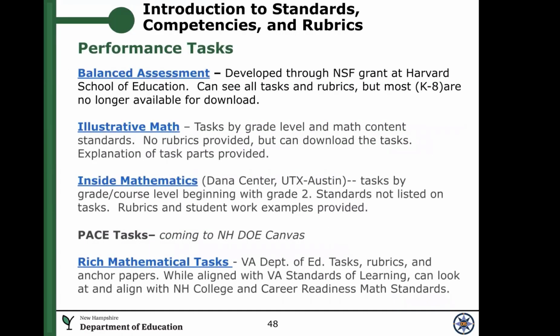And here are some other places. Balanced assessment, the rich mathematical PACE tasks will also be coming to and housed within the New Hampshire DOE Canvas site, so people will have a task bank. Just so you know, these are all hyperlinked, so we'll go right to those websites.